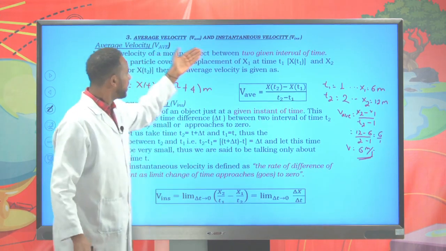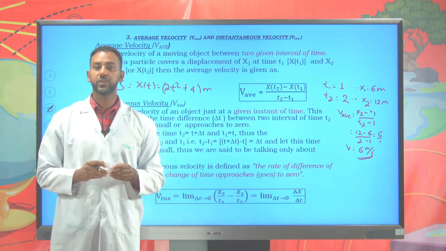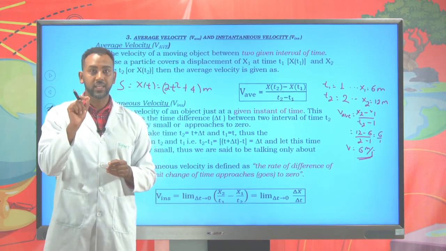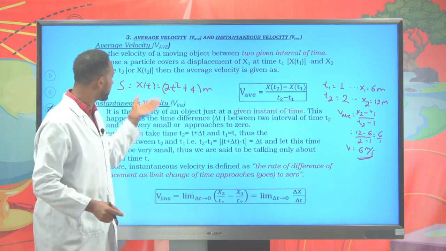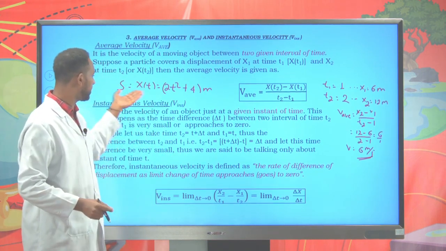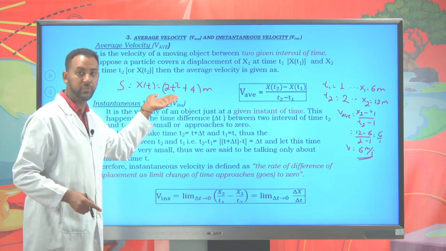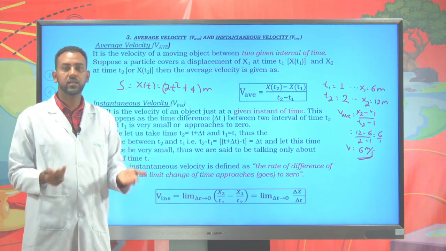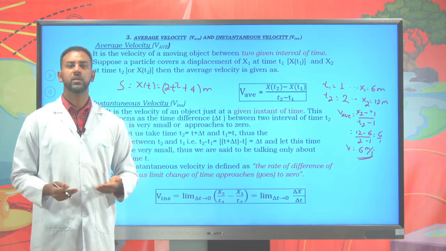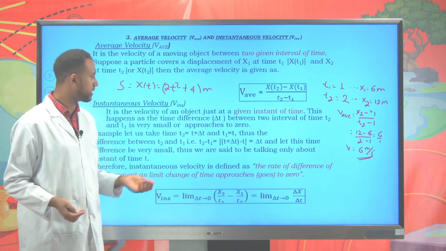Whenever we are discussing instantaneous velocity, it is a velocity we are asked at a given instant time. Suppose for the question provided above, we have a particle moving with this displacement function which depends on time t. It's possible to find the instantaneous velocity, like what is the instantaneous velocity of the particle at 3 seconds?